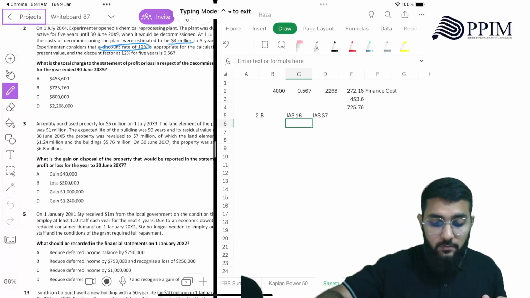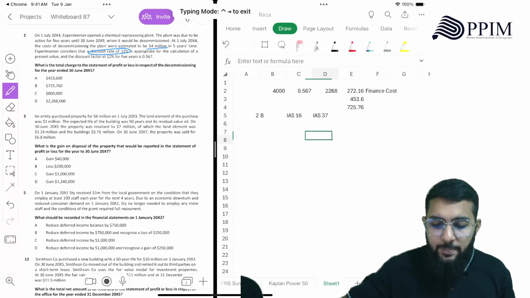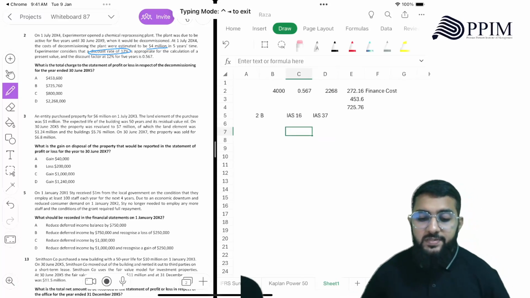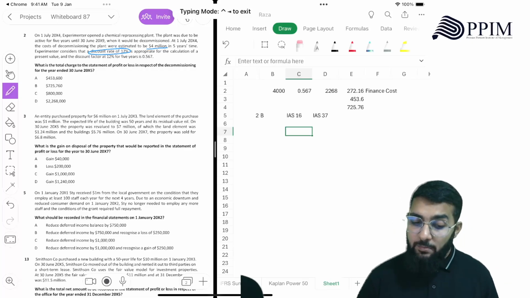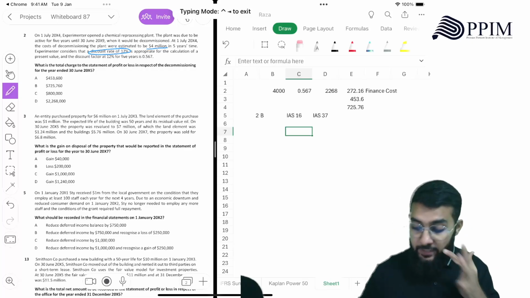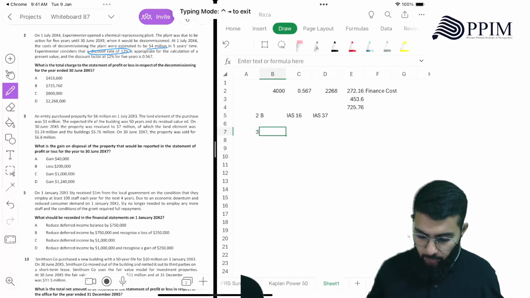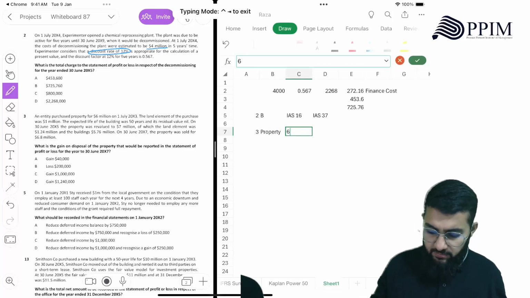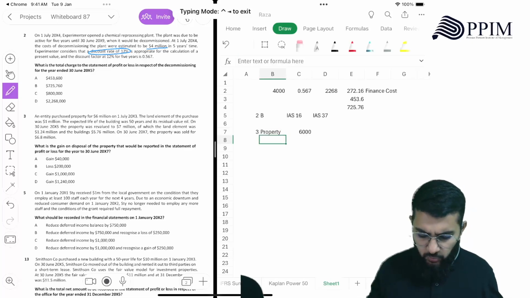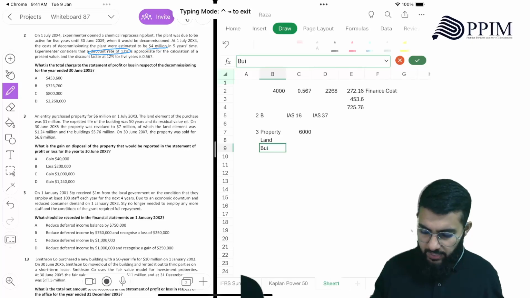Then we have the third question. The third question says, an entity purchased property for 6 million on 1st of July 20X3. The land element of the purchase was $1 million. Okay, now here the dates are also very important. Question 3. Right? Property. What's the price of the property? 6 million. Out of this property, what are the two elements under this property? There is land element and building. Land, building. Right?